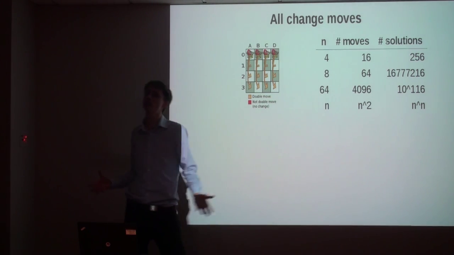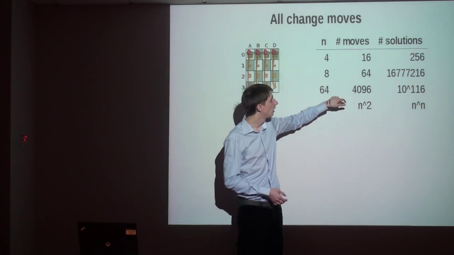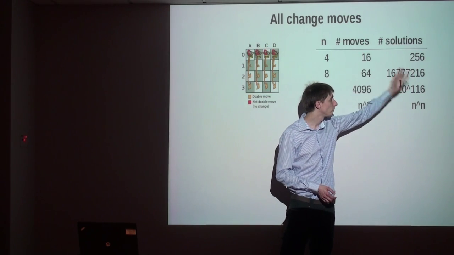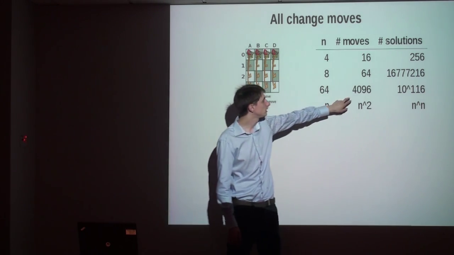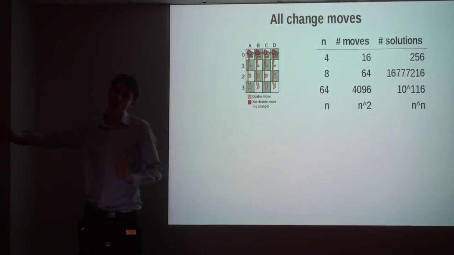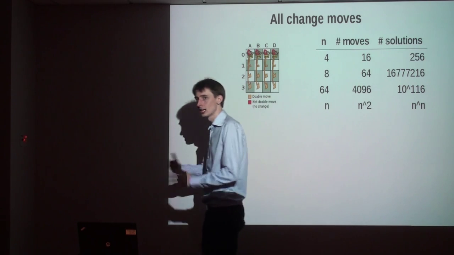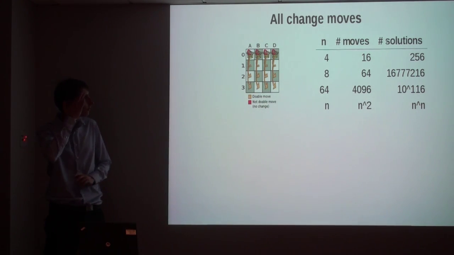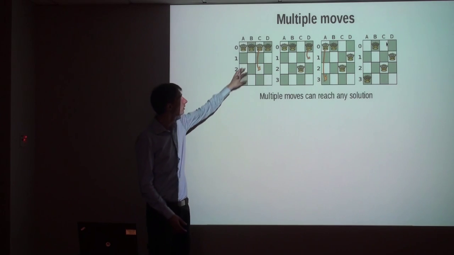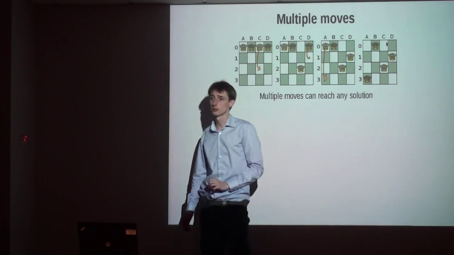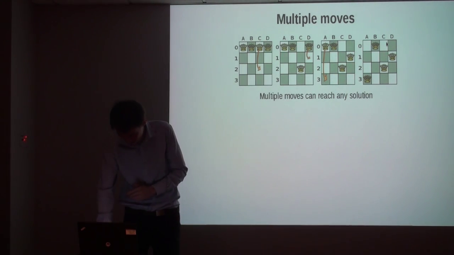I've just said that the number of solutions is huge, right? It's 100 to the power 100 for N100, so for N64 it's 64 to the power 64, which is like a 1 with 16 zeros behind it. The number of moves, if you just take a look at the change moves, is actually far less. So in this case it's only 4,000, which still grows quite big because the number of moves is N to the power 2, but it's not N to the power N like the number of solutions. That's why you can actually take a look at doing all moves. And if you do multiple moves, you can actually get to any solution, right? So it's just a matter of finding the right moves and the right combinations.